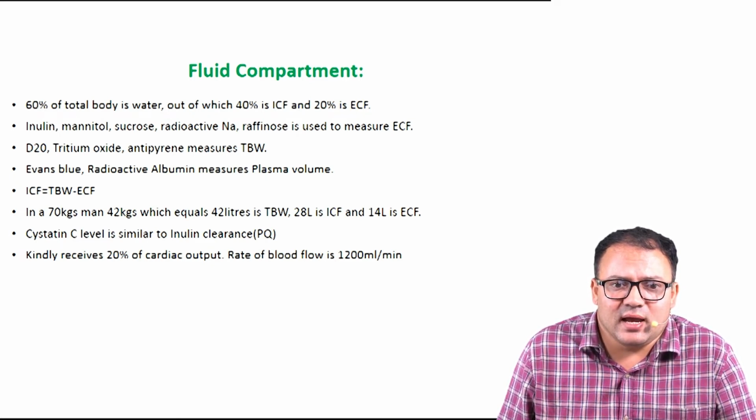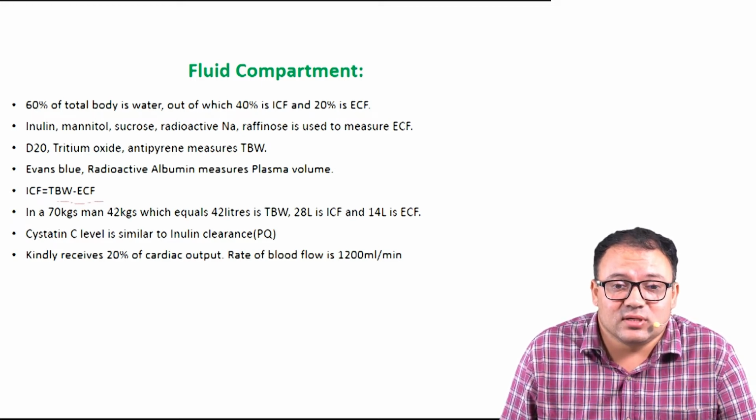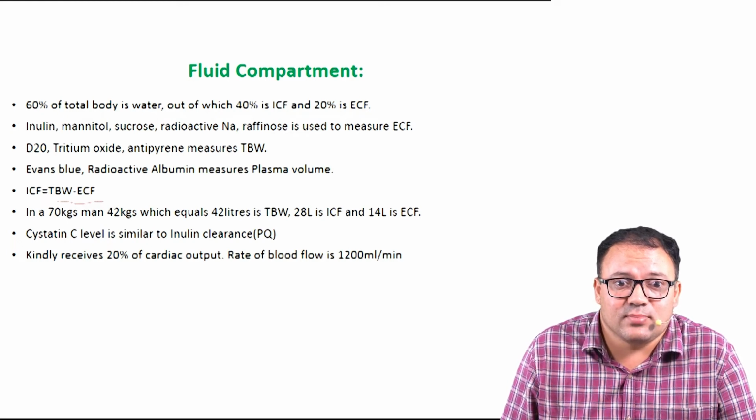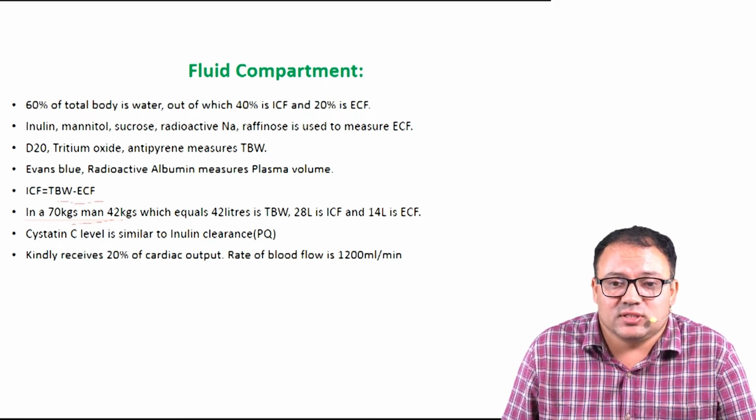You can't measure the intracellular fluid directly because it's inside the cell. Common logic: you subtract the extracellular fluid from the total body water, and it gives you the intracellular fluid. For example, in a 70 kg man, 42 kg equals 42 liters of total body water. It means a person who is 70 kg in weight has 42 liters of water, out of which 28 liters is inside the cell and 14 liters is outside the cell.